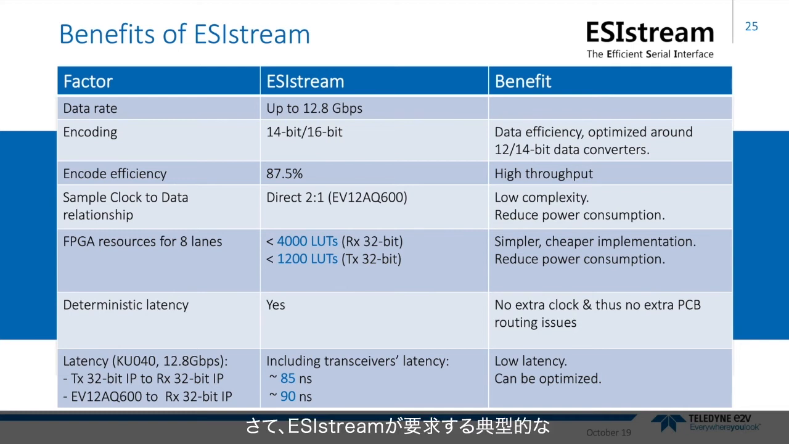Take a look as well at the typical FPGA resources demanded of ESIstream. Invariably, an ESIstream implementation requires a third to a half of the resources demanded by JESD204. As mentioned previously, ESIstream is inherently deterministic. Like with all serial interfaces, there is a penalty to be paid in terms of output latency, but the simplicity of ESIstream means those latencies are kept to an absolute minimum.